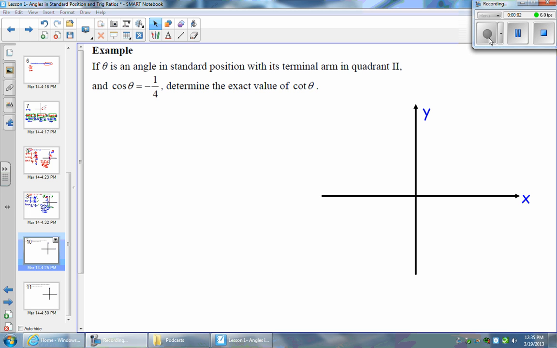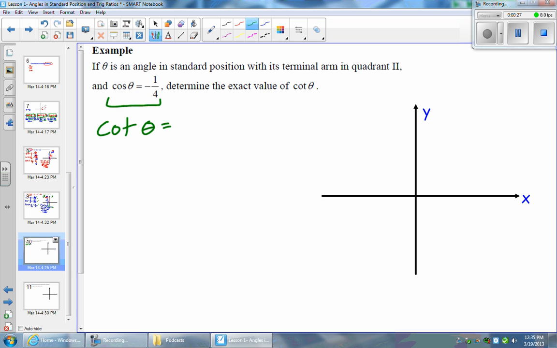All right, so the next thing we're going to look at is how to find the exact value of a trig ratio using another trig ratio. If we're taking a look at the first example here, it says if theta is an angle in standard position with its terminal arm in quadrant 2 and cosine theta is equal to -1 over 4, determine the exact value of cotan theta. So remember, cotan theta, that ratio was equal to x over y. So what we want to find is our x and y values first.